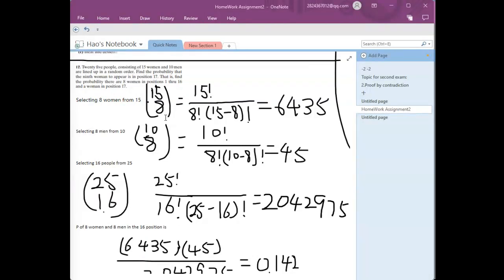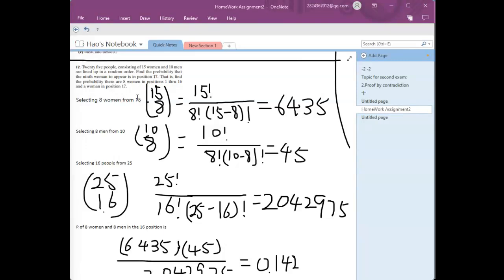Okay, now I think I'm getting it. That is, find the probability that there are 8 women in positions 1 through 16. Yeah, because the 9th one will appear in 17. And a woman in position 17. All right, so you are saying, okay, let me think. From 1 to 16, how many positions? There are 8 women and 8 men. From 1 to 16, that's 16 positions, right? 16 minus 1 plus 1, that's 16.